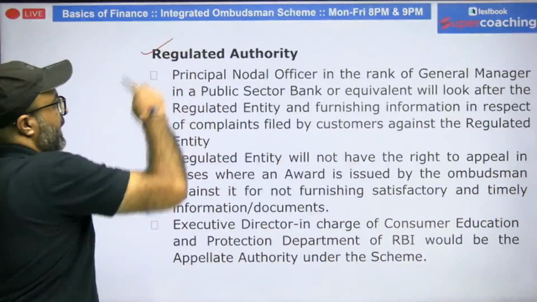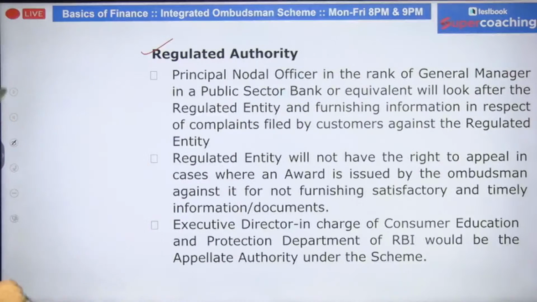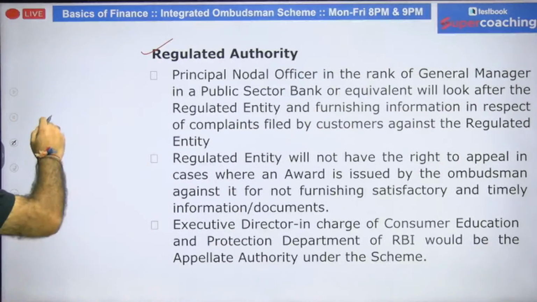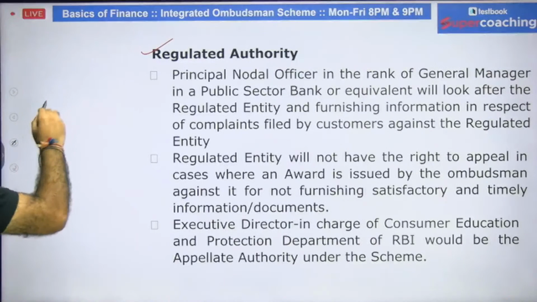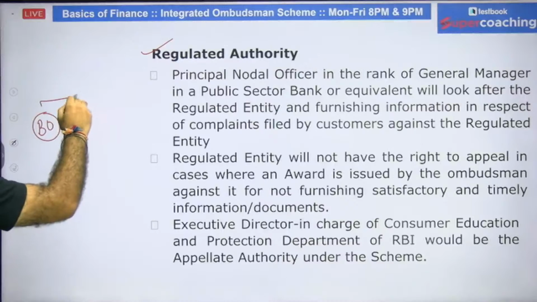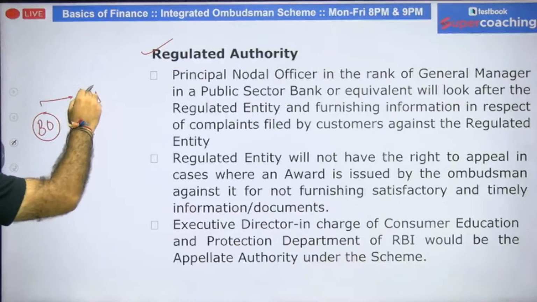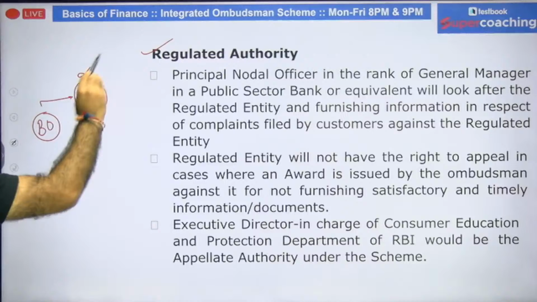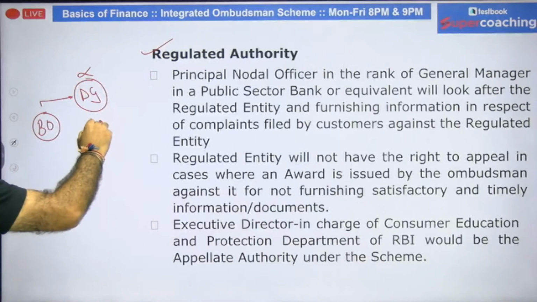Now we have the regulatory authority. Earlier, if you were not satisfied with the banking ombudsman's decision, you could challenge it in front of the Deputy Governor. But now the role of the Deputy Governor has been removed. The Deputy Governor is no more the appellate authority.